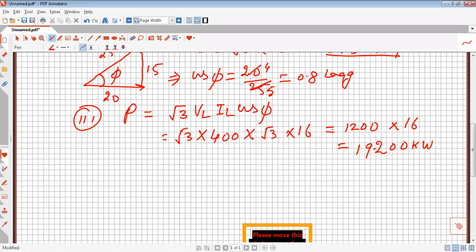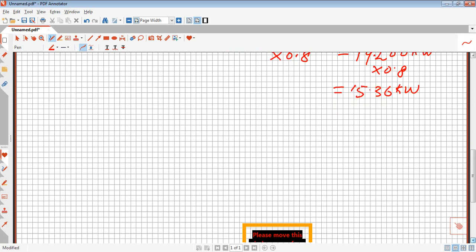Here one thing I forgot to put: the power factor I have not multiplied. So you have to multiply it by the power factor, 0.8. So it will come to 15.36 kilowatt. Now we can solve the same problem by using a star connection also.